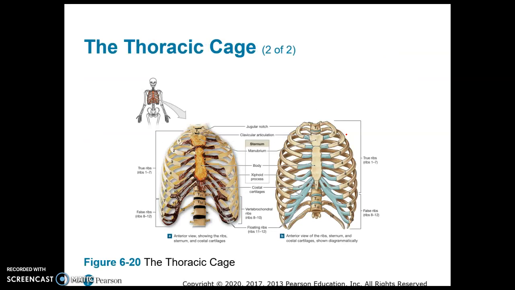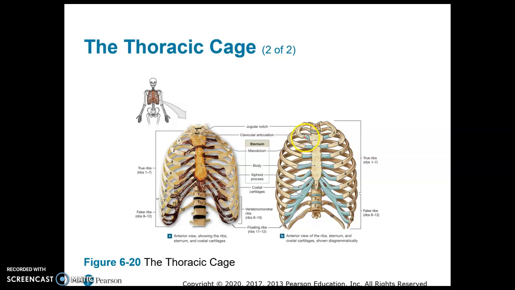Okay, the ribs, we have 12 pairs of ribs, and then we have a breastbone. And the breastbone is called the sternum, and it consists of the top portion called the manubrium, and then the body, and then the xiphoid process. And the xiphoid process of the sternum is the part that gets broken commonly during CPR.